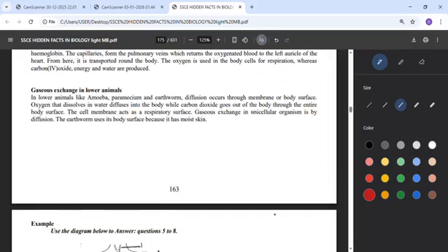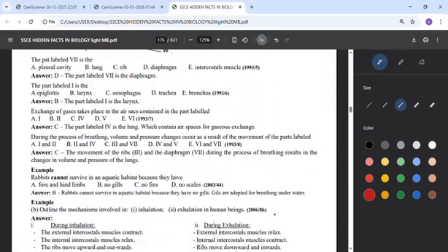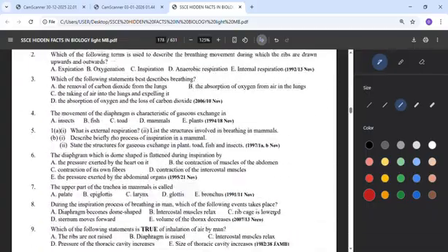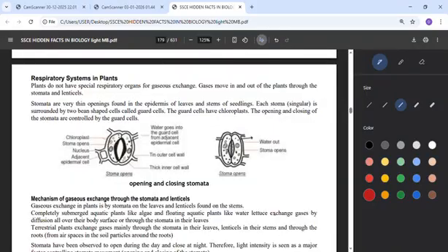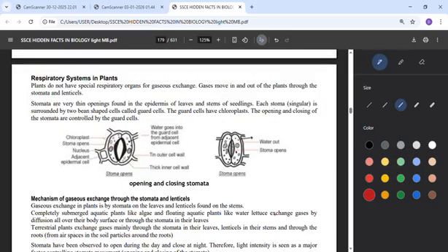We still have the lower animals, and they also do their respiration. So today we have looked at the topic of the respiratory system and the different organisms that have their own respiratory systems.